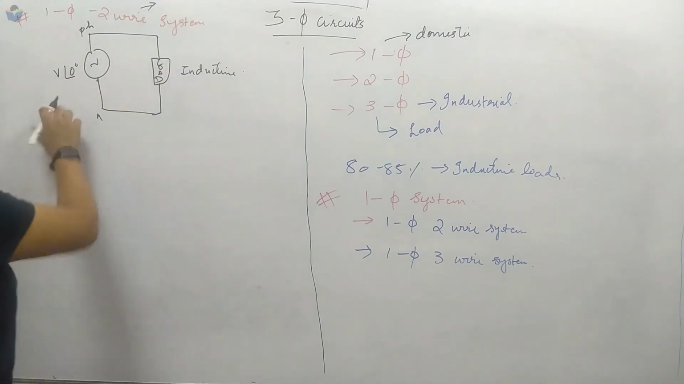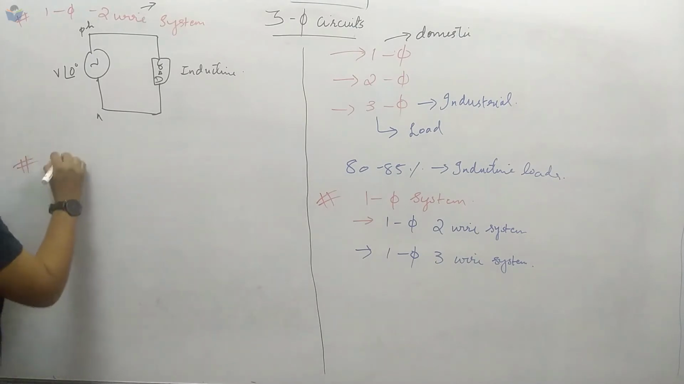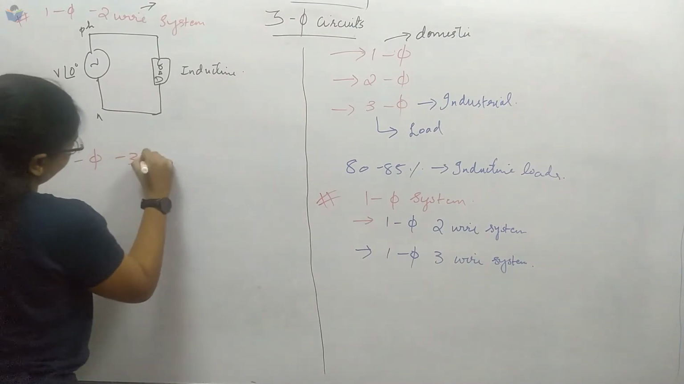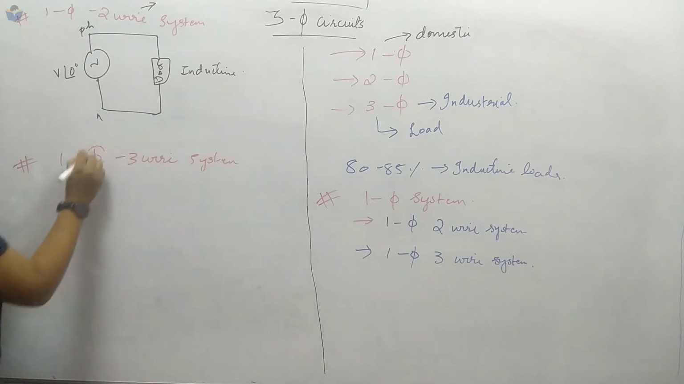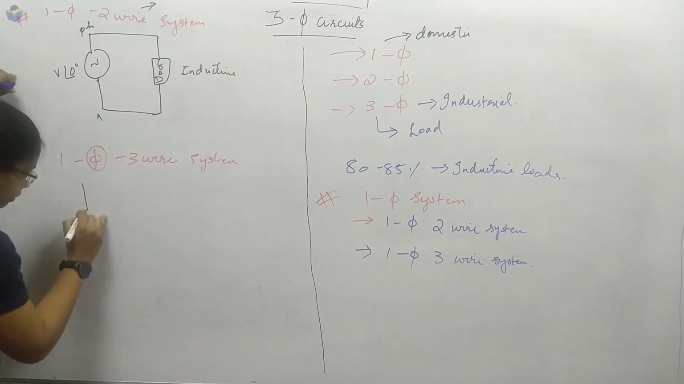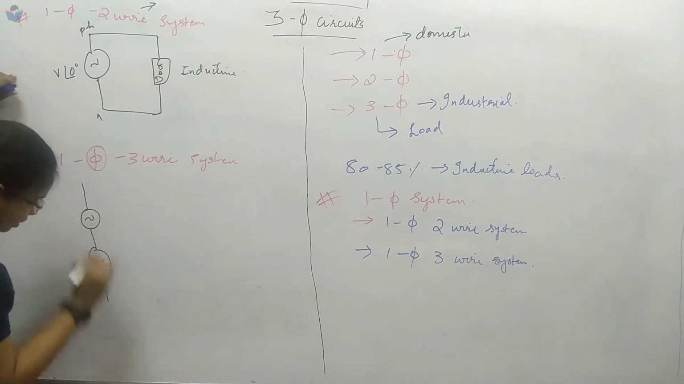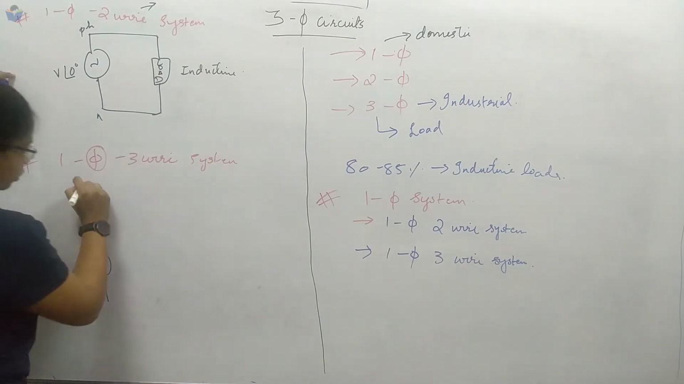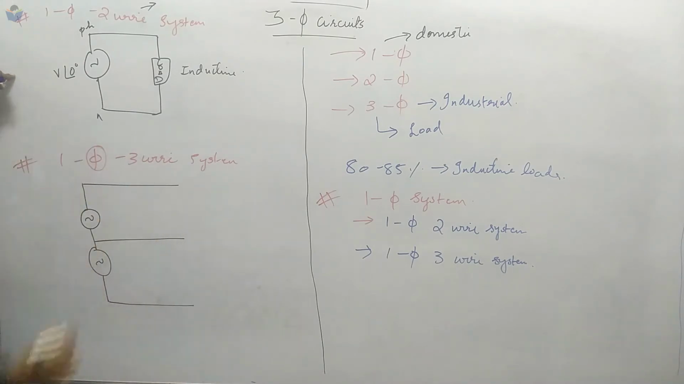Now in this only we have the three-wire, single phase three-wire system. So this symbol will represent the phase, the representation of phase in a network. Now I will take the three-wire system. This is one voltage source and this is the second voltage source. This is the first, second and third wire.